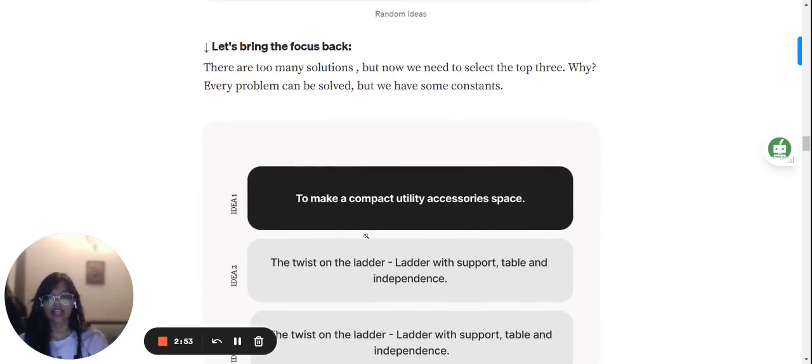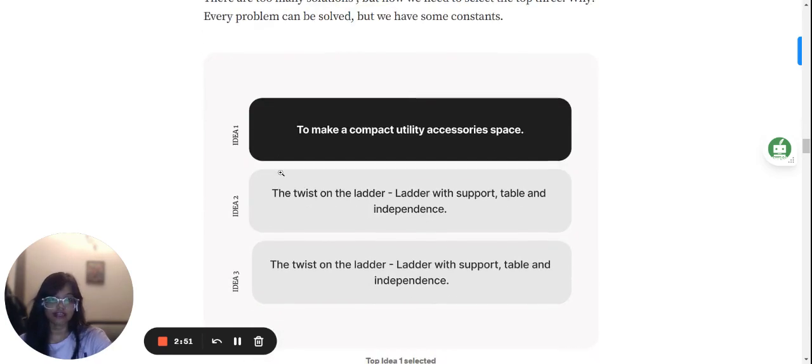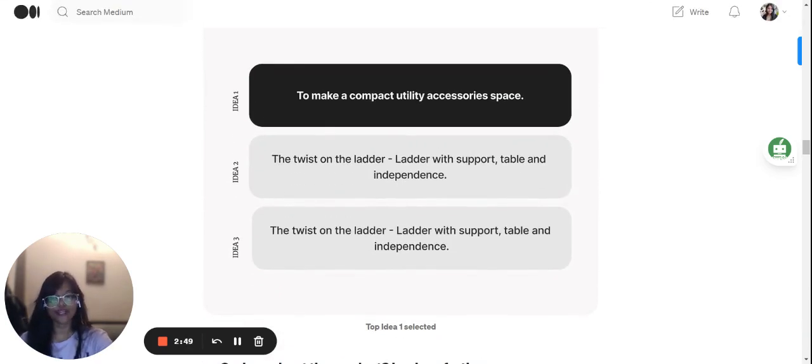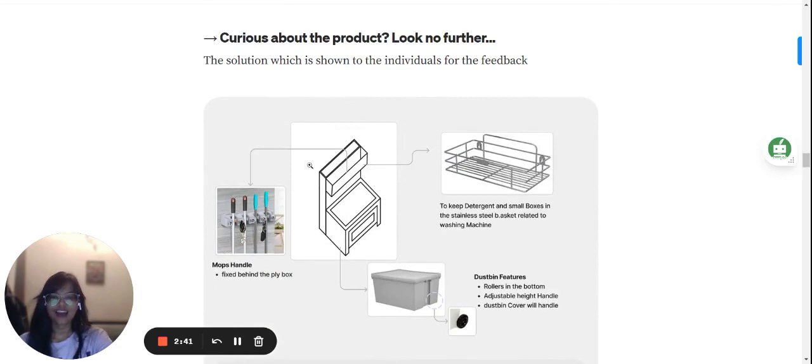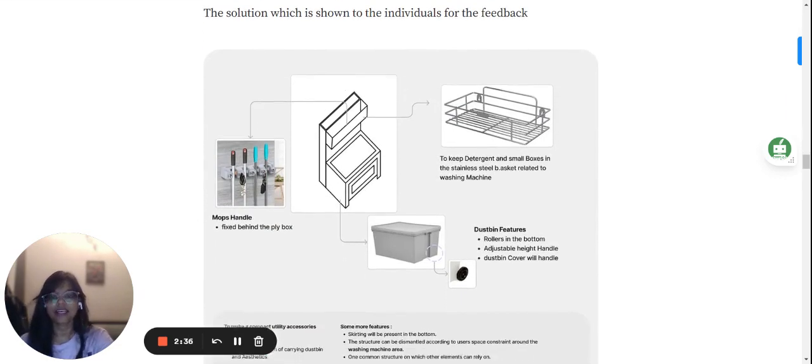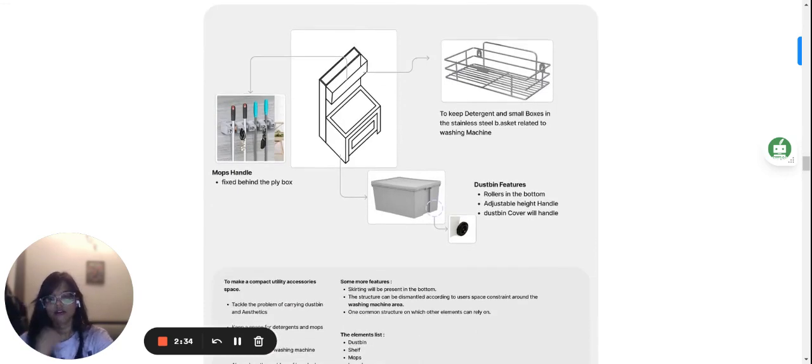In the ideation, I came up with the top three ideas which I felt solve the root problem. So you already know the idea I'm going ahead with, because it's very obvious: to make a compact utility accessory space. It was not a quiz. Now you may be curious about the product, but I didn't come up with the final product as it is. So this was my final product, a very different concept.